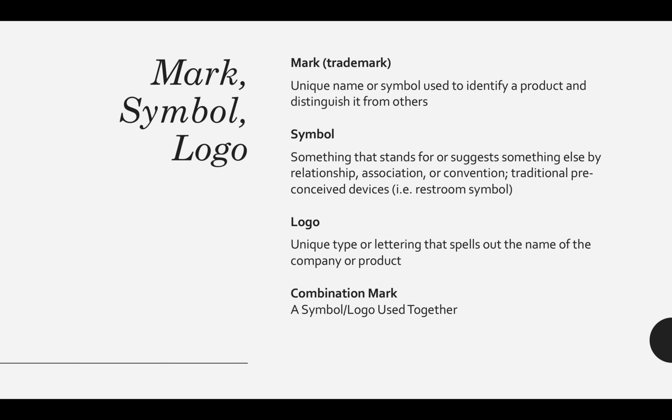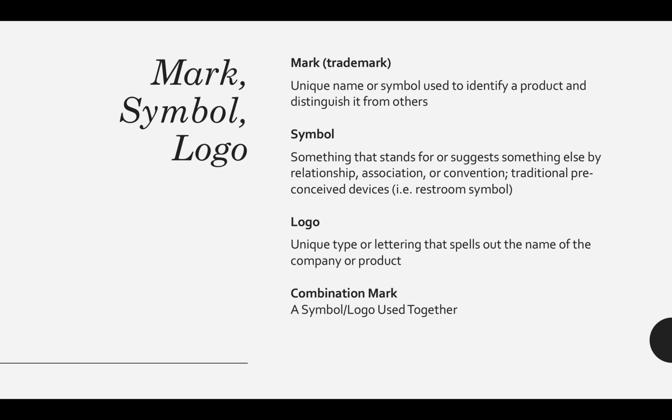So, first of all, if we take a look at these different terms, different pieces of the actual visual logo mark, typically we have the mark, the symbol, and the logo. The mark or the trademark is that unique name or symbol used to identify a product and distinguish it from others. A symbol is typically something that stands for or suggests something else by relationship, association, or convention.